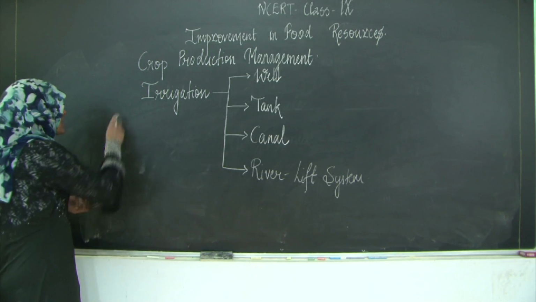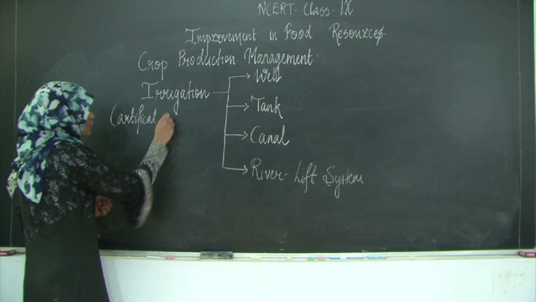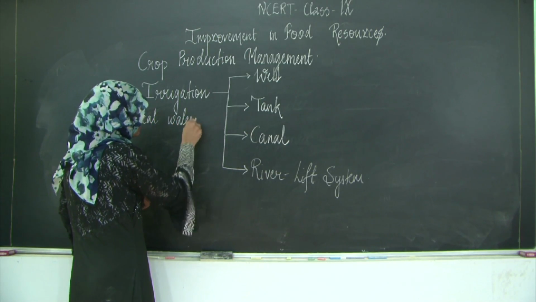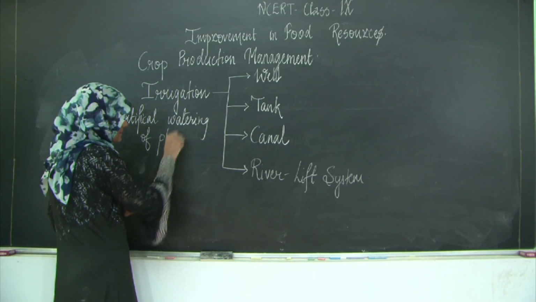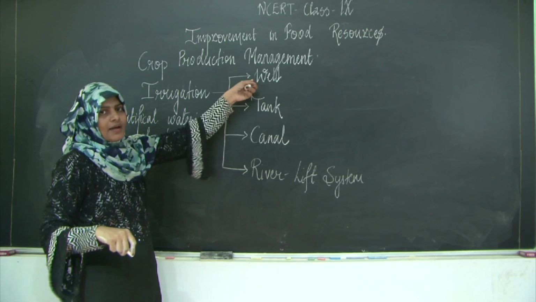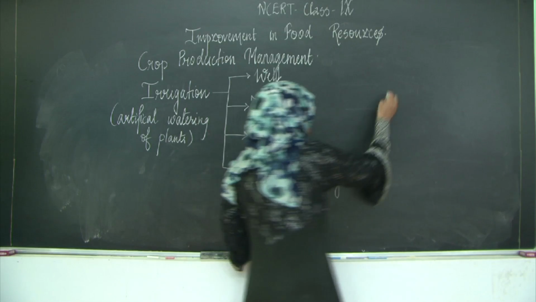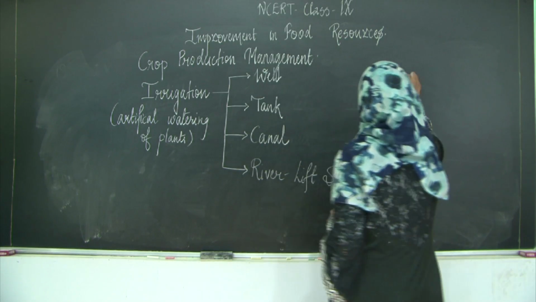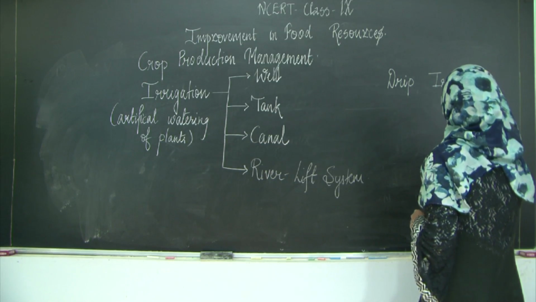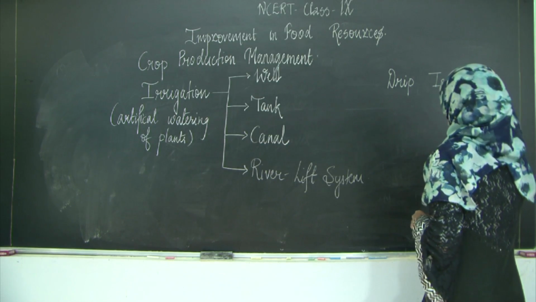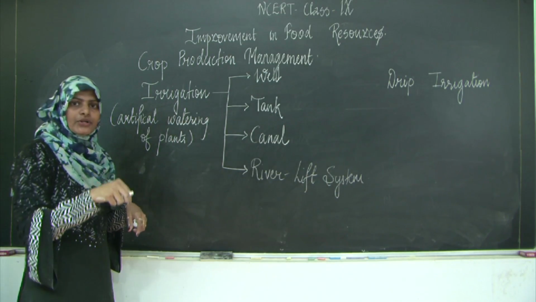What is irrigation? Artificial watering of plants. It can be done by well, tank, canal or river lift system. Apart from this, you have also studied drip irrigation, right, in your previous class. That is, drop by drop the water goes and falls at that particular place.